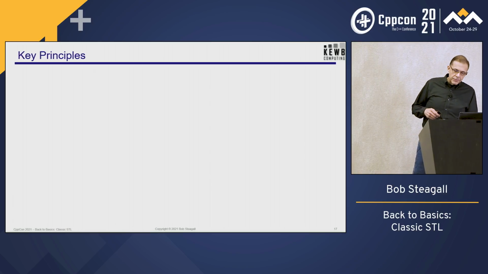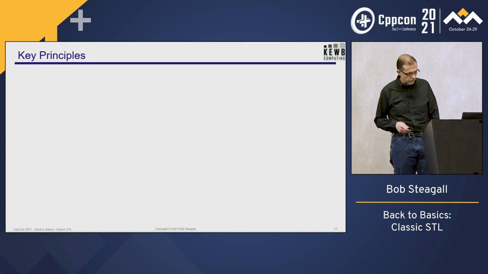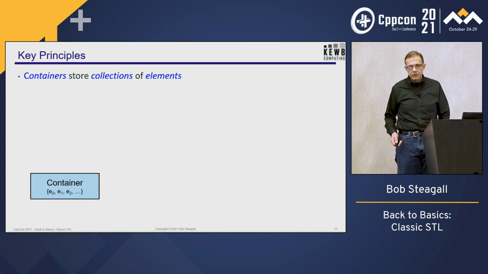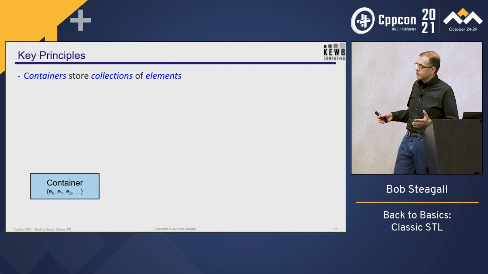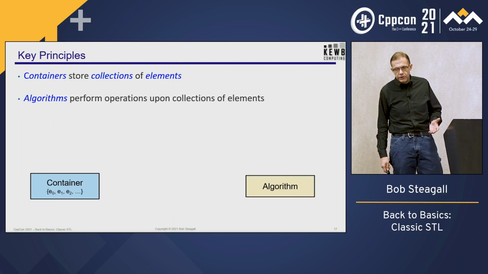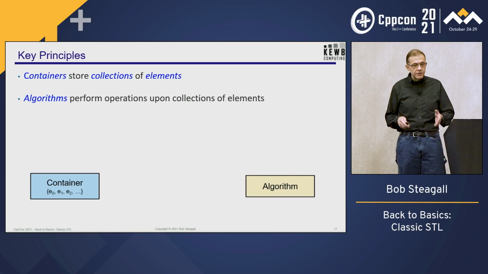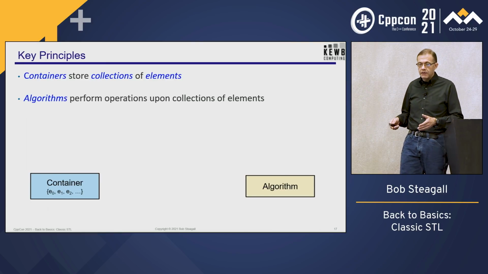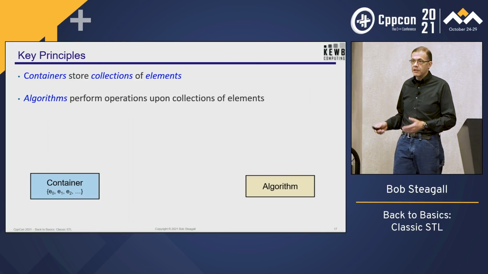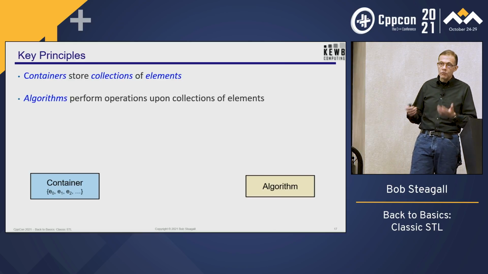So besides the design principles, there are what I think of as key principles in how the classic STL was put together. So we have containers, and containers are these data structures that store collections of elements. We have algorithms, and algorithms perform operations upon collections of elements. Notice I didn't say that algorithms perform operations on containers. You can have collections of elements that are not actually in containers, right? Like reading from a stream or writing to a stream.